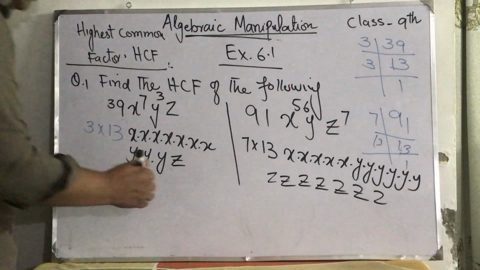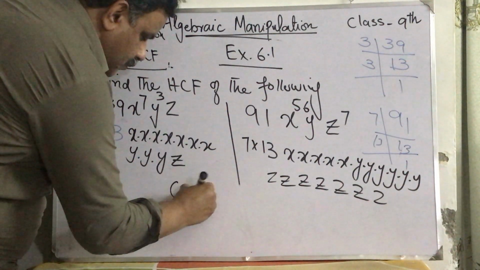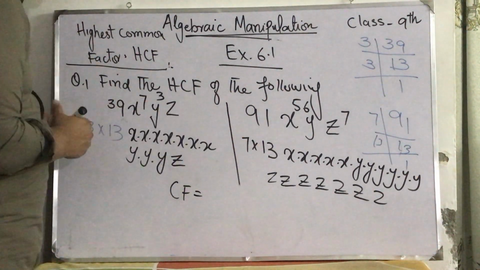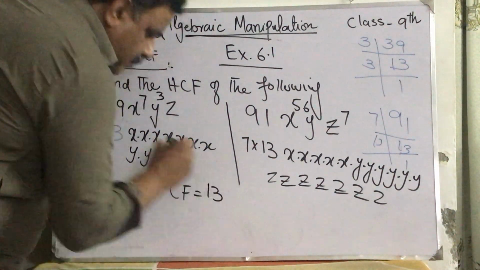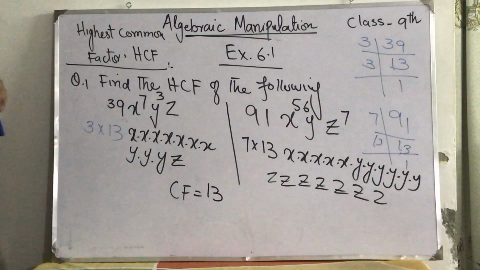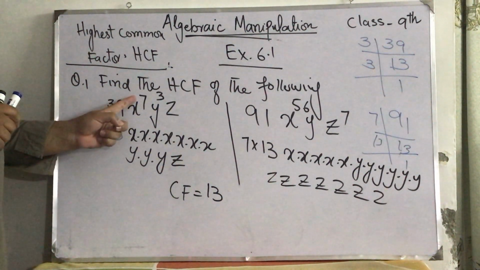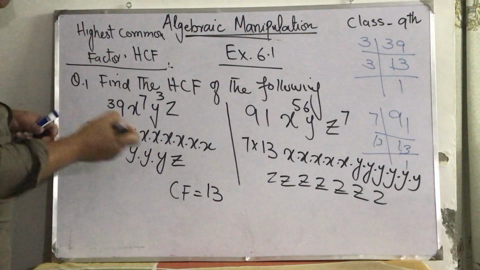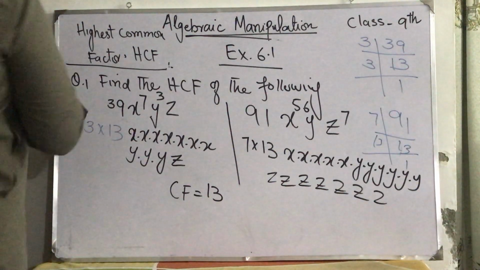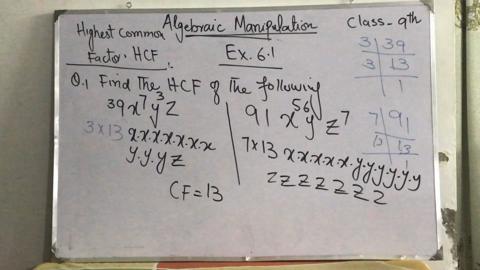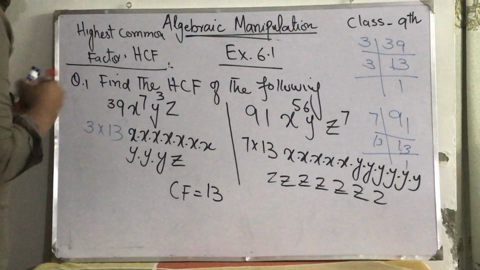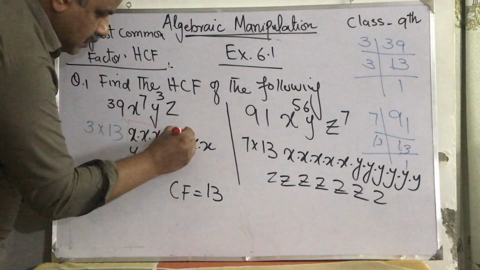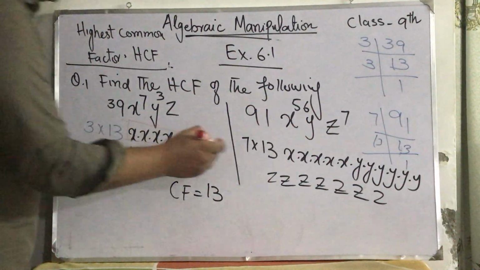Now we are going to write their common factors. What are the common factors? In the numbers, the only common factor is 13. Now, how many times is x here? 7 times. And here? 5 times. So select 5 from here: 1, 2, 3, 4, 5. Write similarly 5 times here.